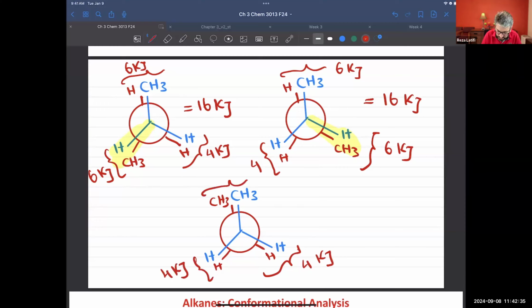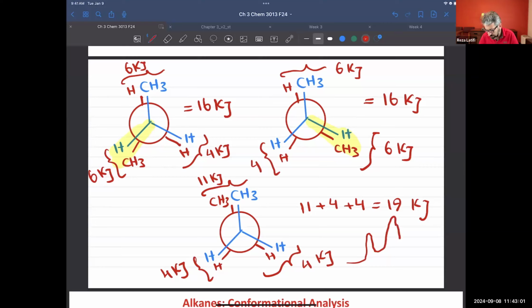How about these two? That one is going to cost 11 kilojoule. This is a new one. We did not have it before. So I got 11 plus 4 plus 4. That's going to cost 19 kilojoule. This is going to be the most unstable conformation. So technically, you're going to get a barrier, and then you'll get a bigger barrier, and then you get the same barrier, and you go down. So one of the barriers is going to be bigger than its two neighbor barriers. So I expect it to be like that.